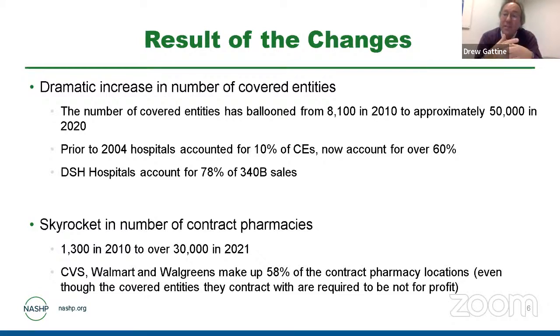And one of the results of this is that you also now have very, very large for-profit businesses, large chains like CVS, Walmart, and Walgreens. Now make up 58% of the contract pharmacy locations. So again, you started out with a program that was very, very focused on a participation by a small number of not-for-profit entities, and now you have these very, very large for-profit companies that are participating as contract pharmacies, not as covered entities, and with a very big financial stake in the program. Go to the next slide.